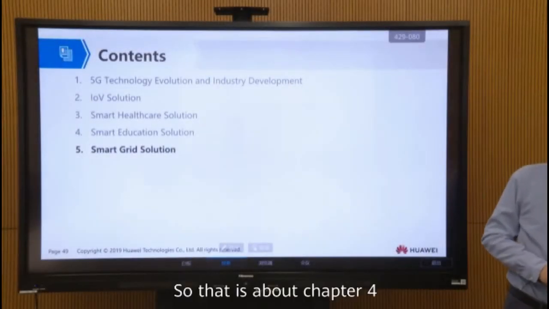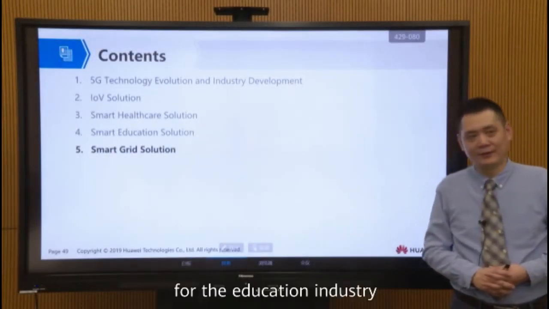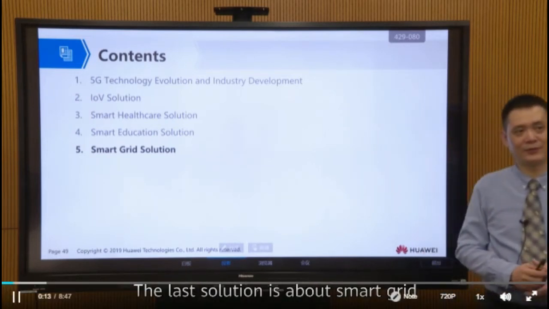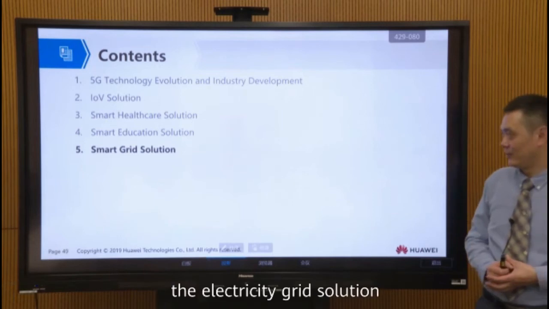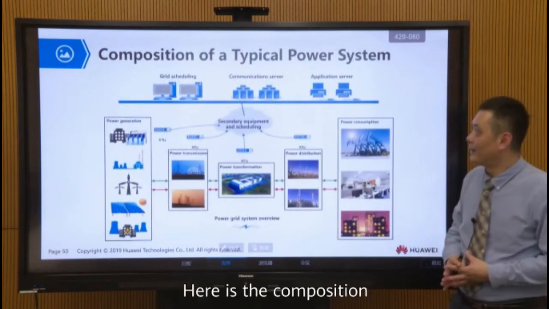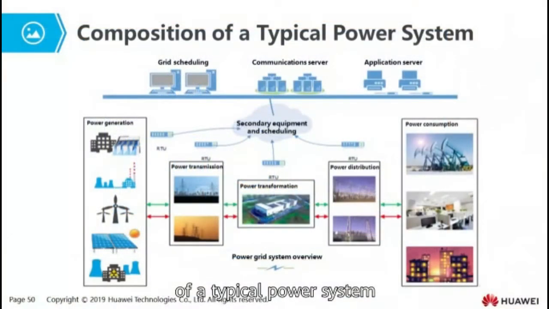Okay, so that is about chapter 4 for the education industry. The last solution is about a smart grid, the electricity grid solution. Here is the composition of a typical power system.